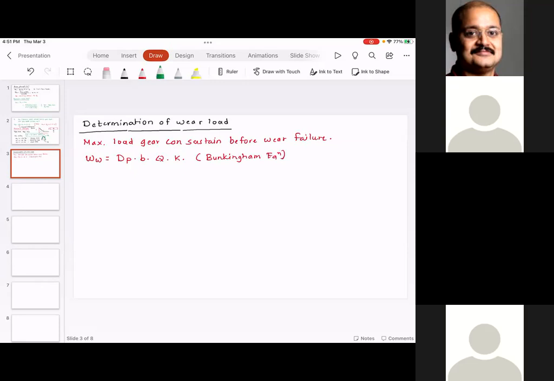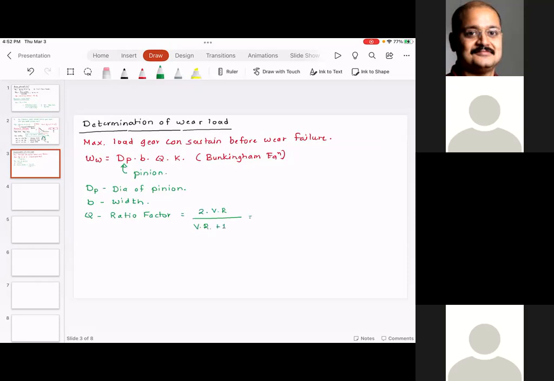And wear load is always calculated for pinion. So this is always calculated for pinion. dP is the dia of pinion. B is width. Q is the ratio factor. And this ratio factor is given as 2 times velocity ratio divided by velocity ratio plus 1.